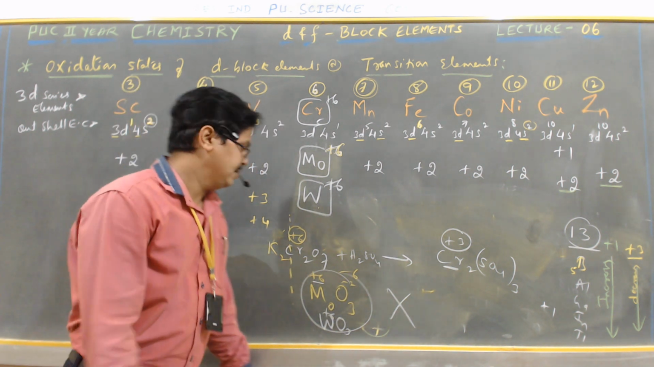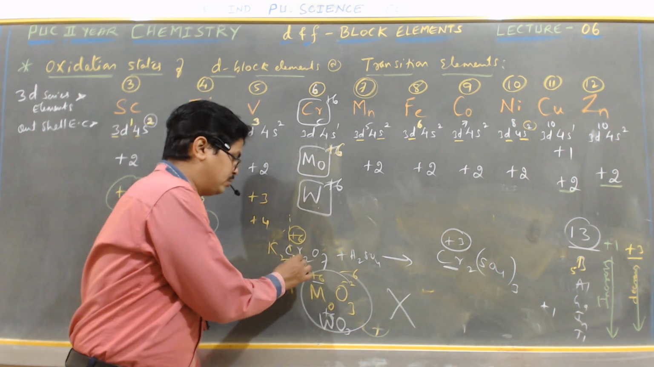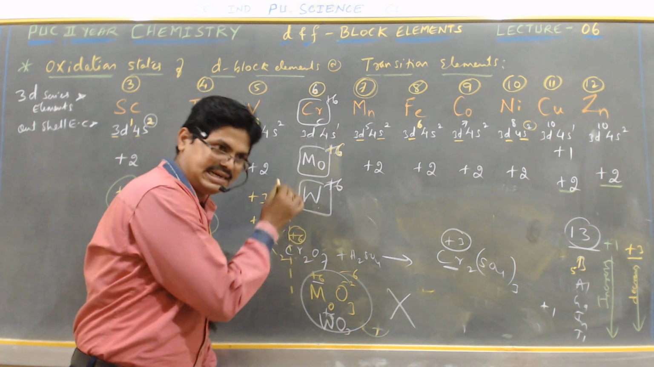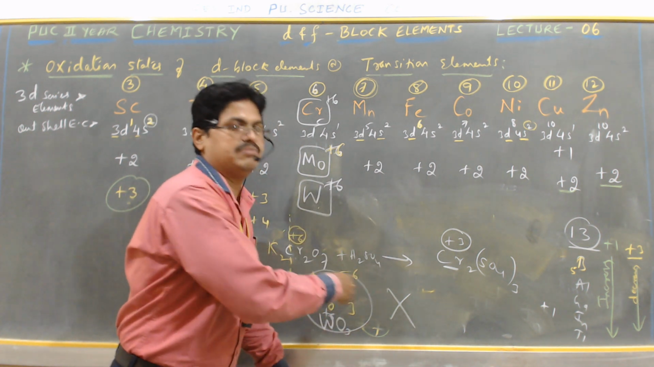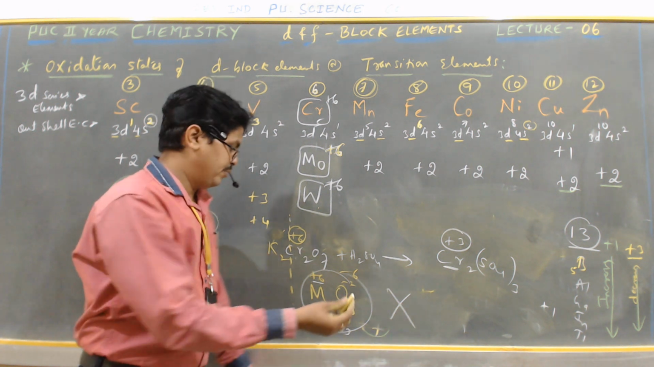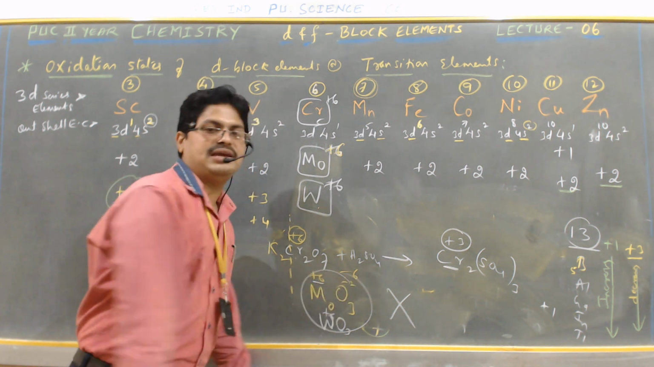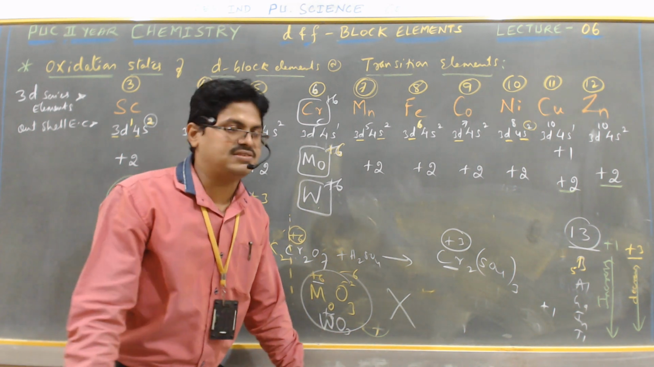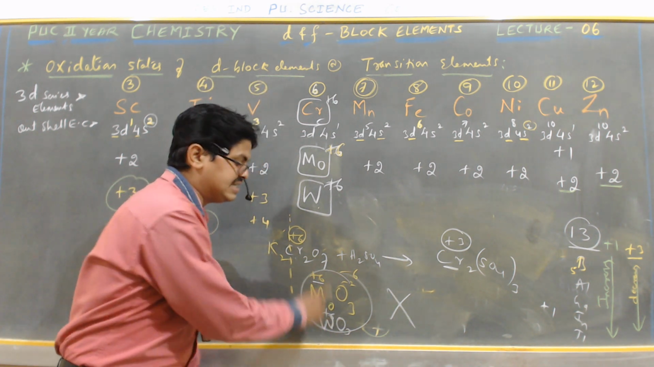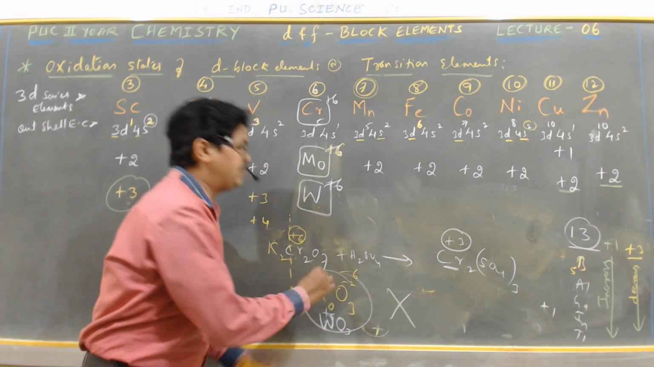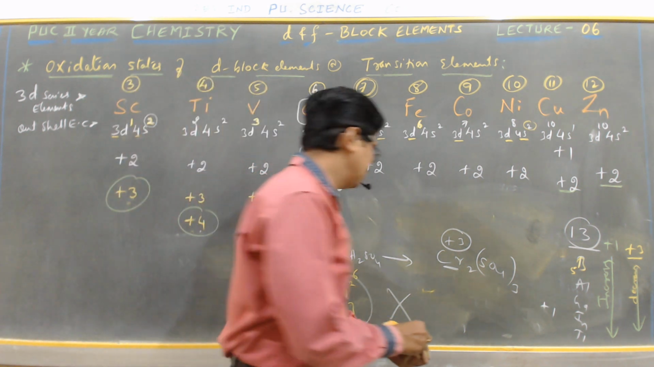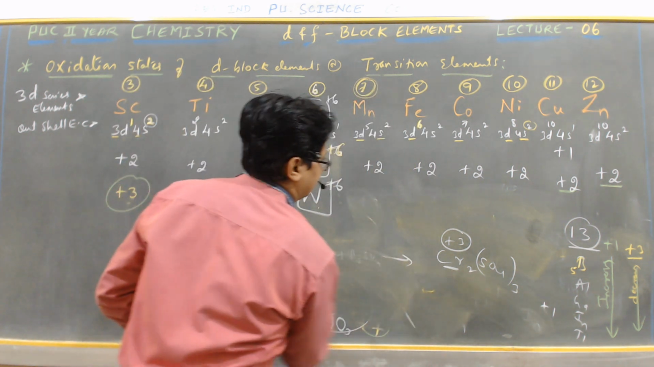Hope you are getting it. Here potassium dichromate, where chromium is in the plus 6 state, is unstable. Hence in acidic medium it acts as an oxidizing agent. Whereas molybdenum and tungsten oxides in acidic medium do not act as oxidizing agents because they are stable with the plus 6 oxidation state. Okay, students.